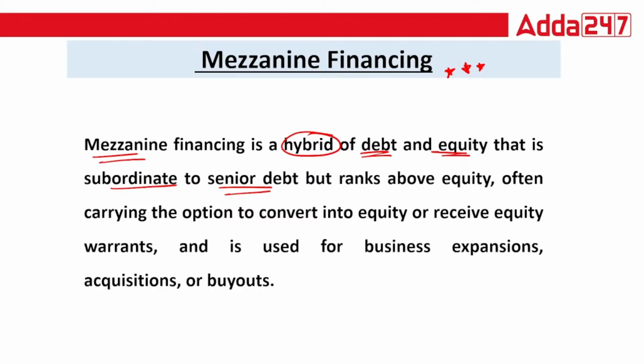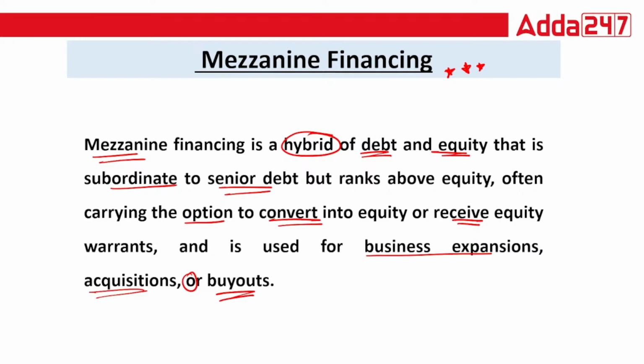Then what is the benefit we are offering here? Here we are again giving the option to convert it into equity or receive equity. But again, why are we using it? Generally, we use this for business expansion, acquisitions, or buyouts. So you need to remember mezzanine financing is generally used at the time of business expansion, acquisitions, and buyouts.